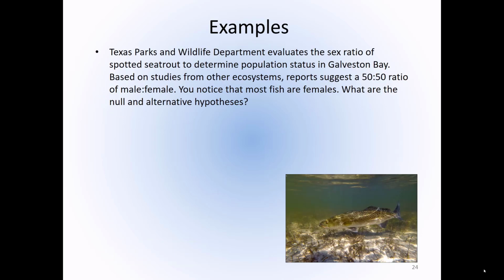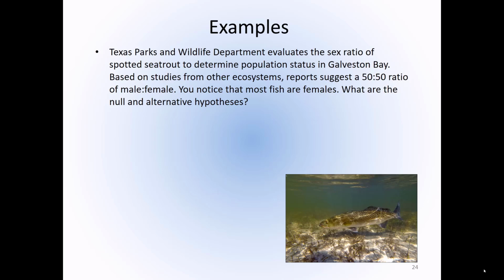So let's think about some examples in how we actually create these hypotheses. So say that TPWD is looking at the sex ratio of spotted sea trout. They want to know their status in Galveston Bay. Previous reports suggest that it's a 50-50 ratio of males to females, but when you're going out for your sampling, you're noticing most of these fish are females.